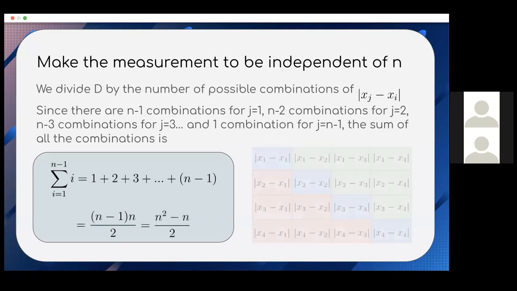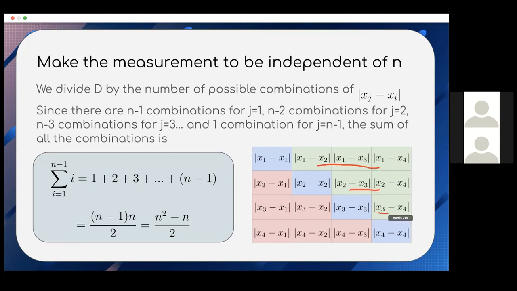We divide the total final value of d by the number of possible combinations of xj and xi. What does that mean? If you look at our graph before, here we are generating 4 possible outcomes. So we have 3 plus 2 plus 1. If we have 5 different outcomes, it will be 4 plus 3 plus 2 plus 1. If we have 6, we'll keep going on and on. You can imagine there's a very big triangle here. We can sum all the way to n minus 1.